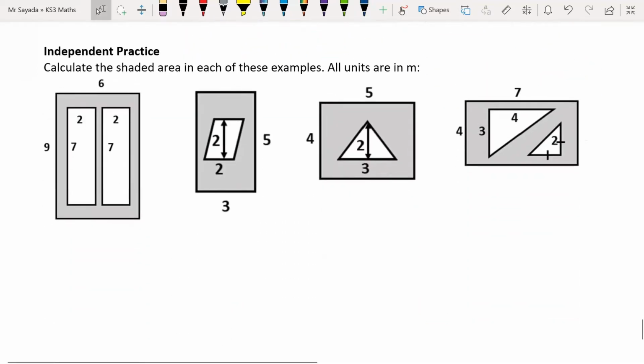Pause the video to try these 4 examples yourself. Press play once you've done them. You should have now done these 4 examples completely by yourself. Let's go through them. Please mark your work as we go through them.